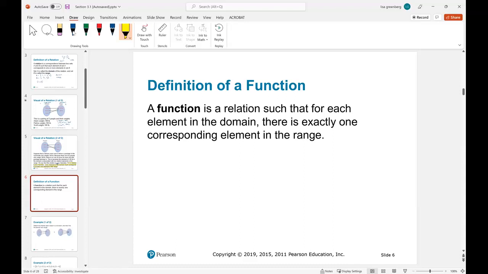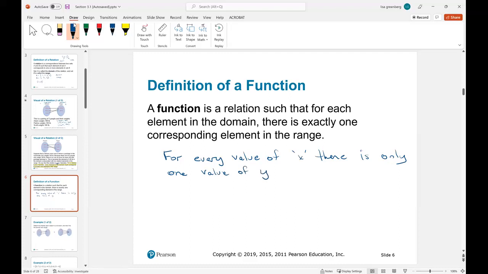Or if this is helpful, another way to say it is for every value of x, there is only one value of y. Okay, so this is important. For every value of x, there's only one value of y. So if you tell me what x equals, I can tell you what y equals. If I can't, then I don't have a function, but I still have a relation. So I'm going to give you examples here, which I think will help.